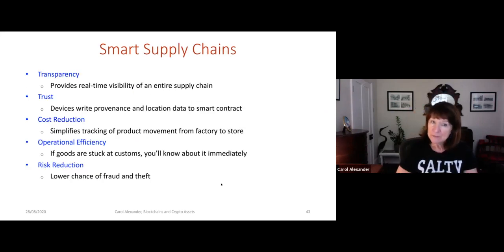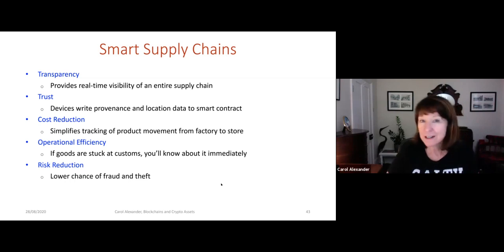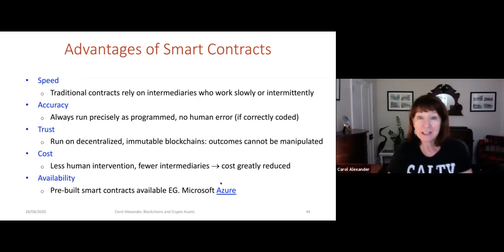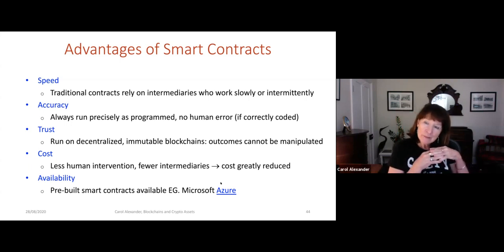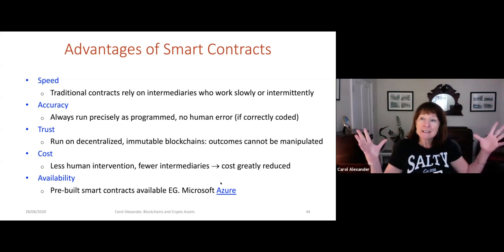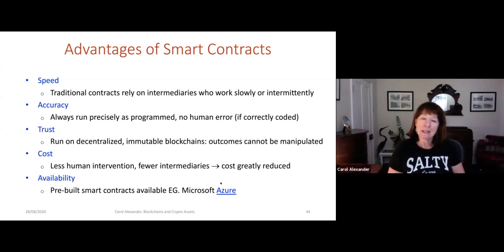We've looked at smart supply chains: the transparency, the trust, the cost reduction, the efficiency, and the risk reduction are all there. So no wonder they're being coded, and all other smart contracts are being coded, particularly on Ethereum, but EOS, Tron, and all these others, as well as the private blockchains, which are expanding really, really quickly.